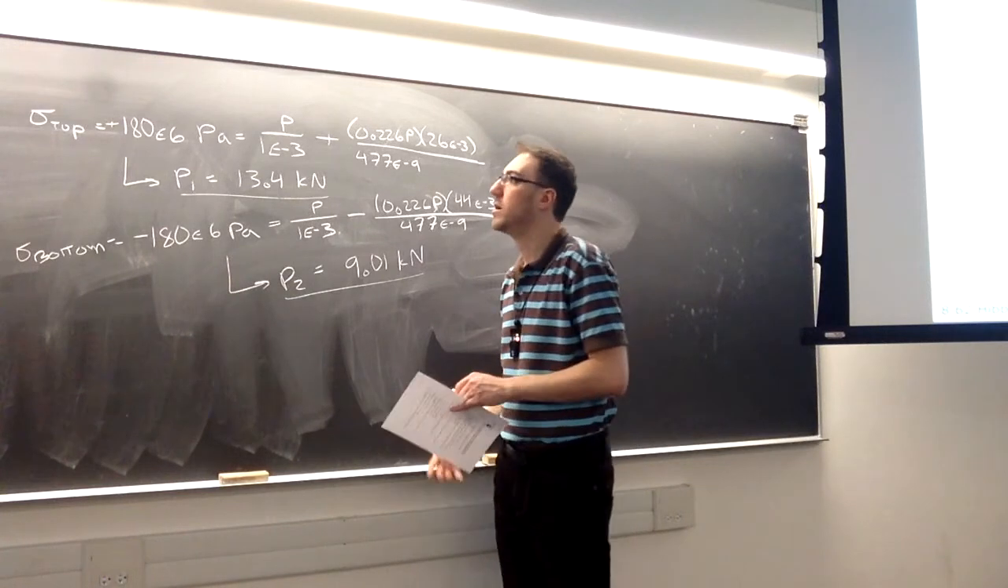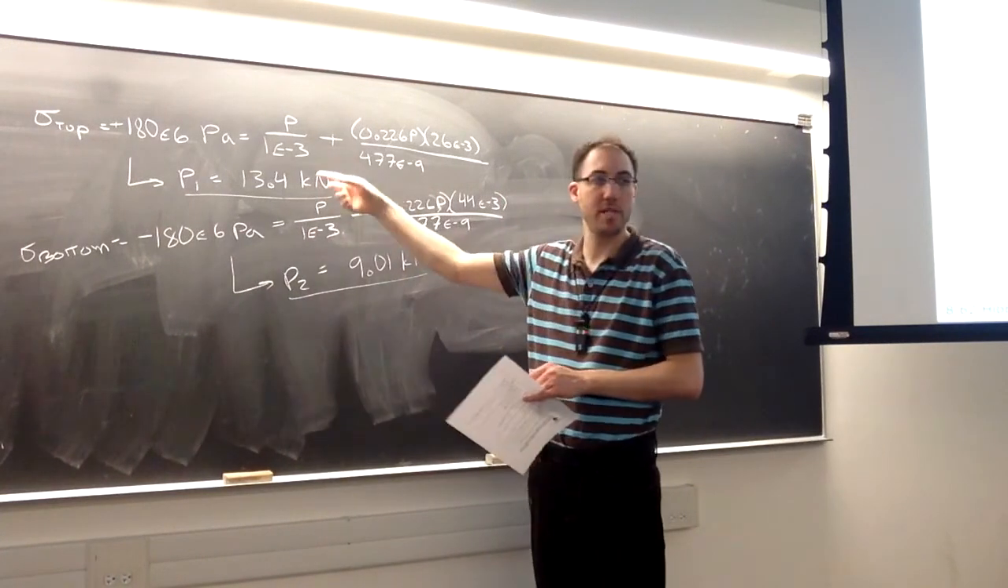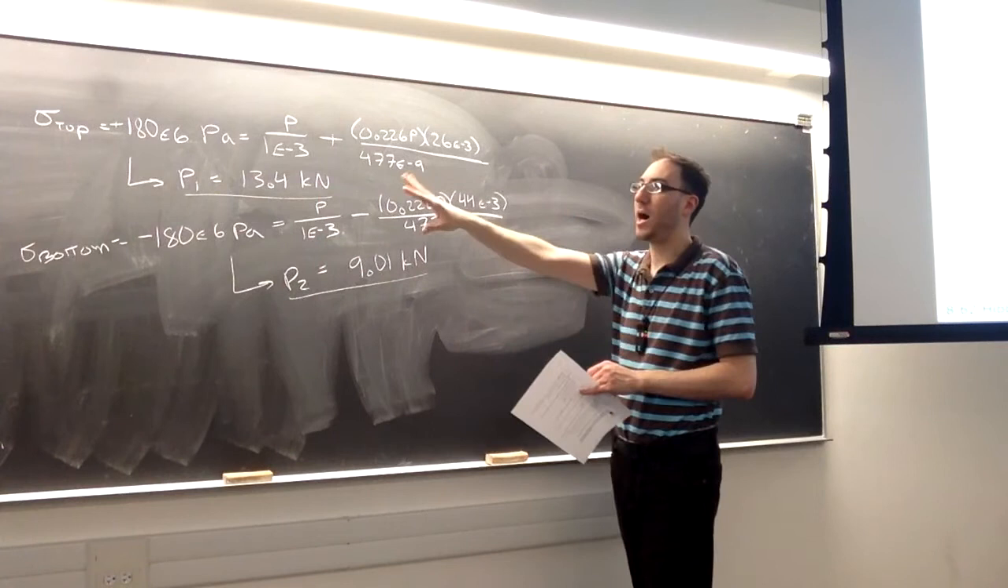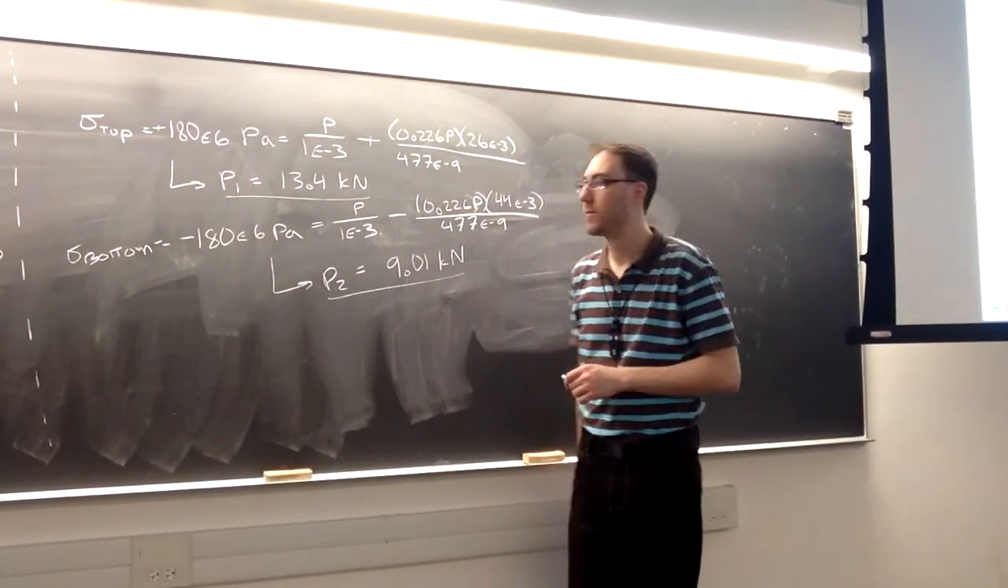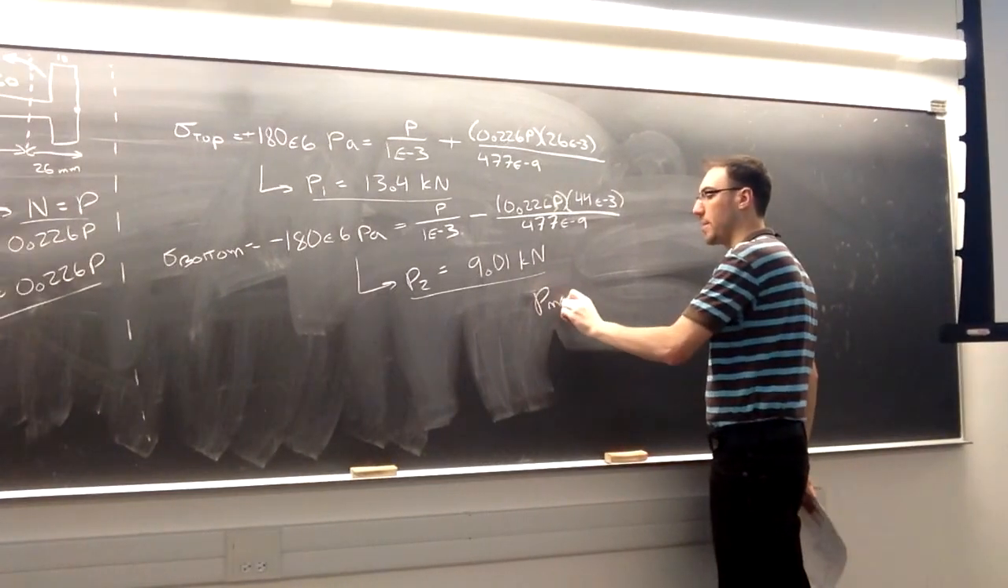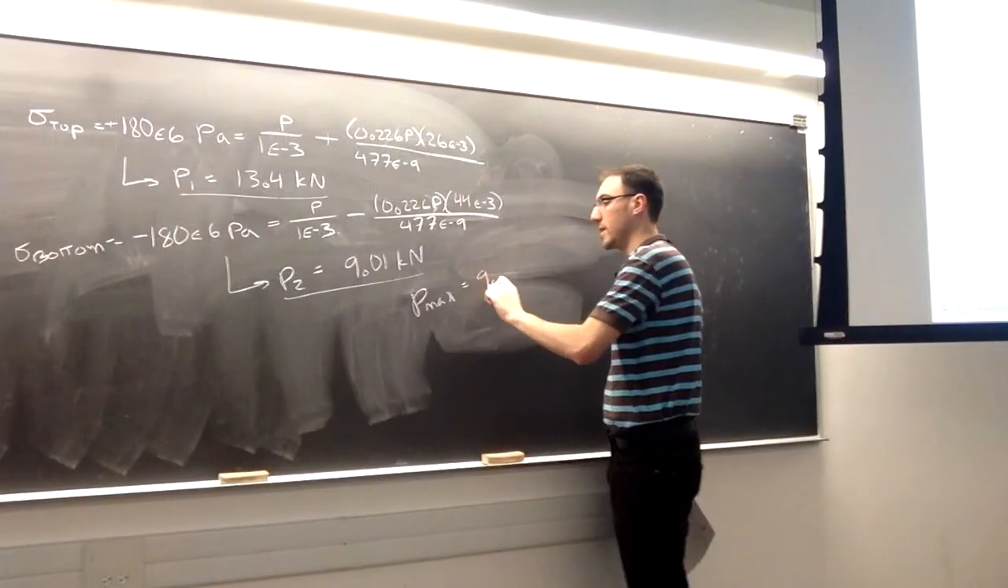All right, so it fails at the top in tension at 13.4. It fails at the bottom of the beam in compression when we apply a 9 kilonewton load. So what is the maximum value we can apply before we have failure? Right, it's the lesser of the two.